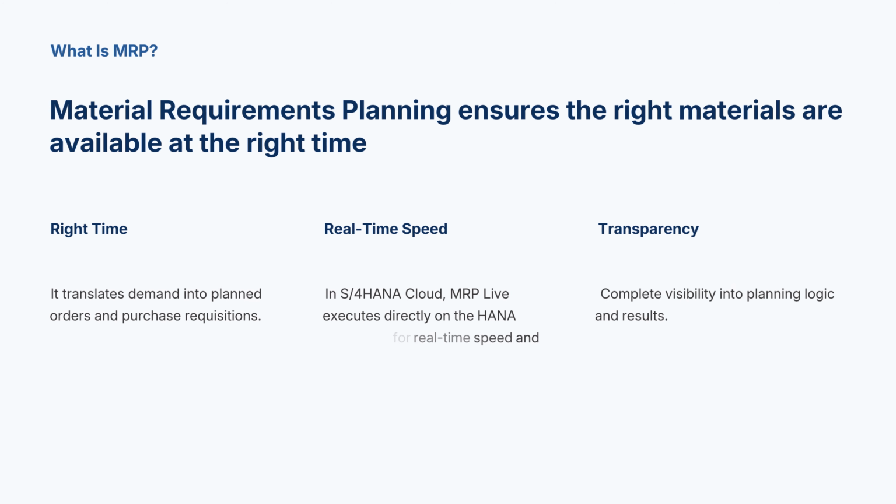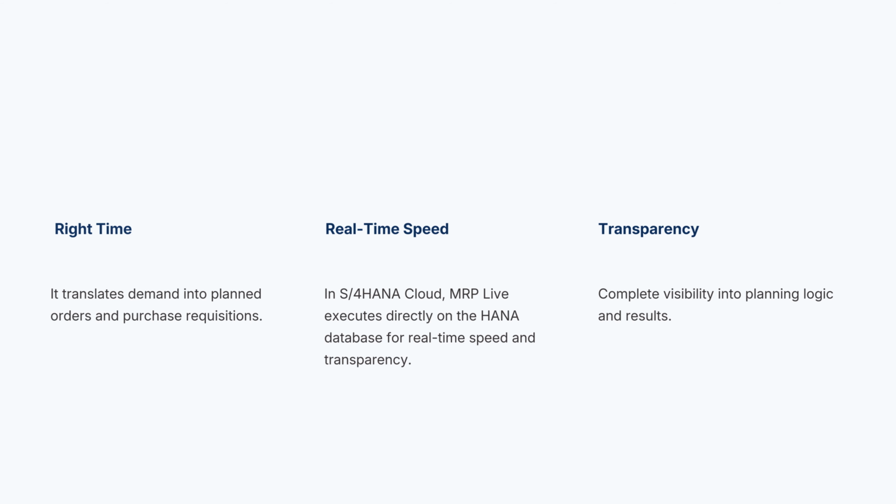What is MRP? Material Requirements Planning ensures that materials are available for production and delivery while keeping inventory costs optimized. It works by matching current stock and receipts with existing and forecasted demand. Any shortage triggers procurement or production proposals automatically. In S/4HANA Cloud, this logic runs entirely on the HANA database for real-time processing.